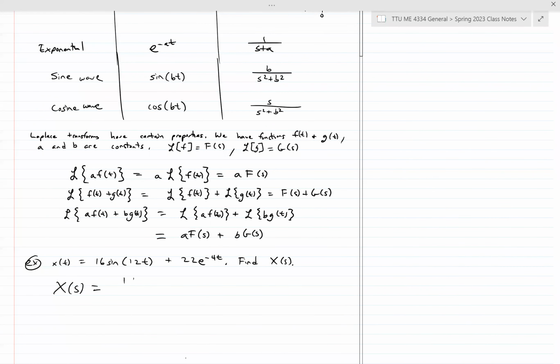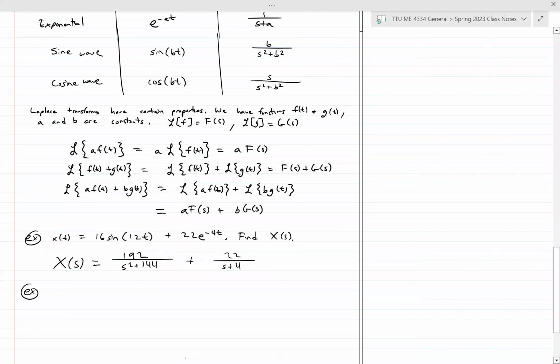So what are we getting? 192 over, what was it, s squared plus 144, plus... 16 times 12, that's 192, right? I think that's what it should be. Does anybody have questions on this part? All right, this should be pretty straightforward at this point. Just reviewing Laplace transforms. That looks good to me, right?